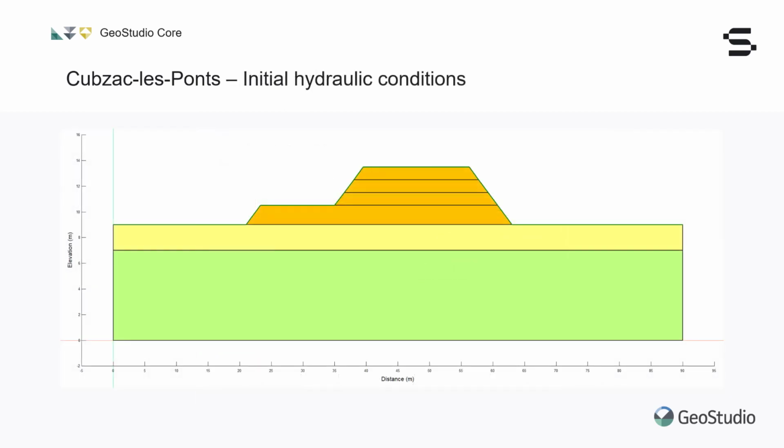The initial hydraulic conditions are very simple at the test site, with the phreatic surface being positioned at 8 meters of elevation, midway into the desiccated crust. These conditions apply to both embankments.